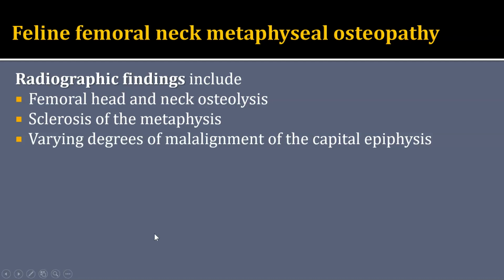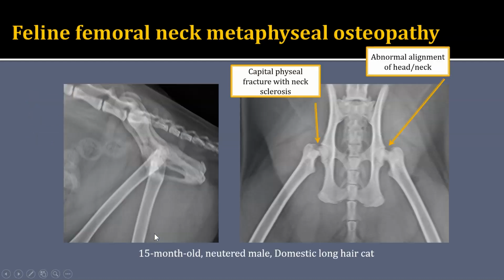And then because of the capital physeal fracture, there will be varying degrees of malalignment of that capital epiphysis or the proximal femoral epiphysis. So here are orthogonal views in a 15-month-old neutered male domestic long-hair cat. This patient is presenting for bilateral hind limb lameness.